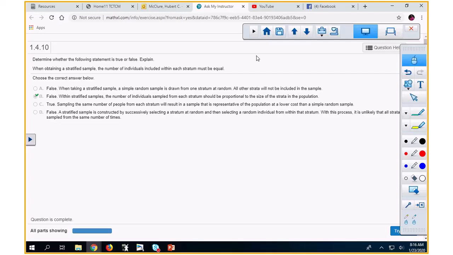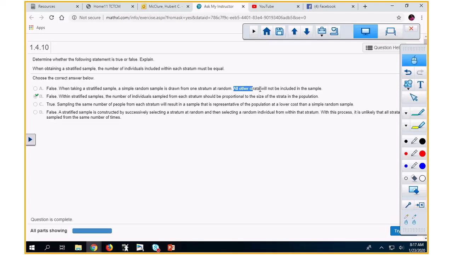So equal is one of those words. When you're talking about surveying people, you don't want to just pick somebody because they're the same. You don't do things that are the same when it comes to picking people. Okay? So when you're reading this question and you see that word, the number of individuals must be equal. No, it does not have to be that way. Okay, so that takes out C. All right, and then of course, let's look at when they take a stratified sample, a simple random sample is drawn from one stratum. All other strata will not be included.